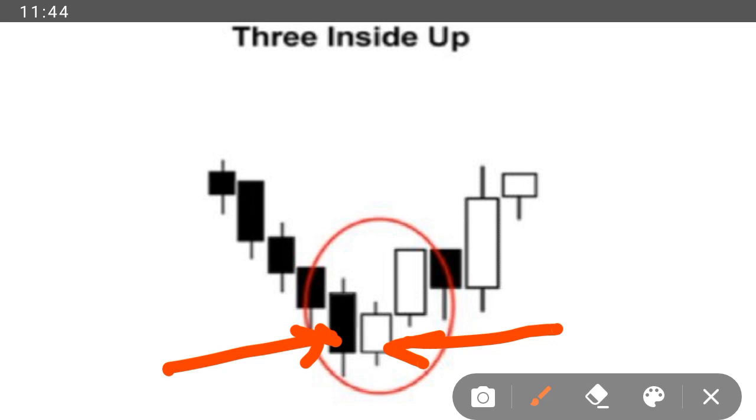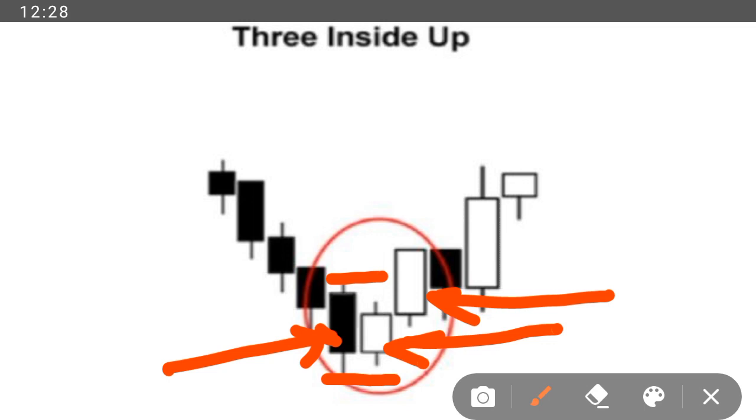If you can remember, this can also be called a Harami pattern. Harami candlestick pattern. So it occurs inside the three inside up pattern. Then the third candlestick must close above the high of the first candlestick. This is a confirmation that the three inside up is valid.